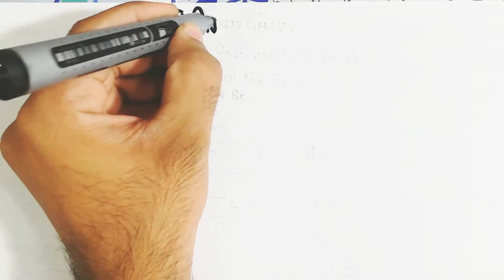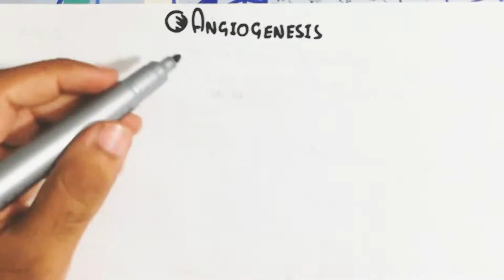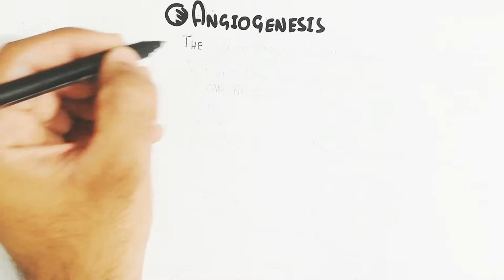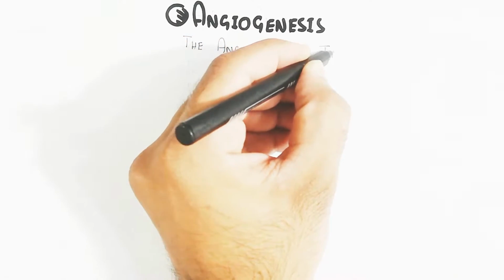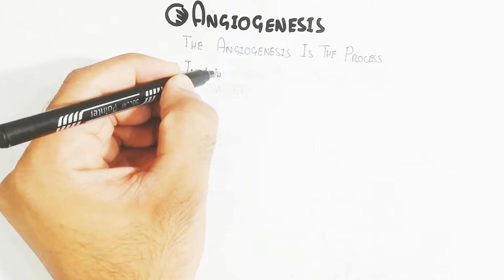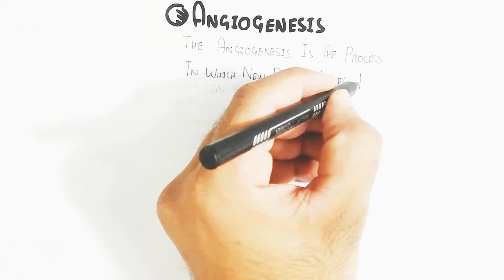Hello, in this video we will discuss angiogenesis. What is angiogenesis? In this video we will learn about all aspects. Angiogenesis is the process in which new blood vessels form. It can be normal, abnormal, or therapeutic angiogenesis, which we will also learn.